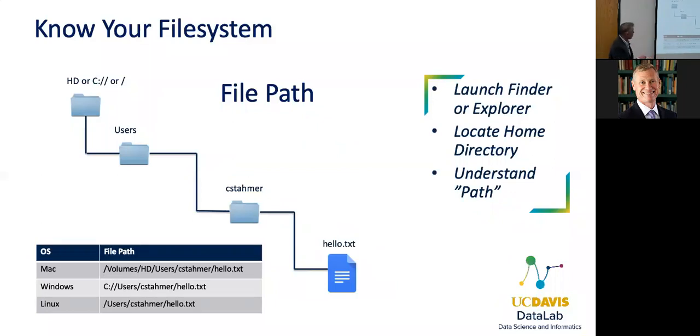So the path from the root of the drive, whatever it is, to users, Stahmer, to a file called hello.txt on a Mac actually looks like /volumes/hd/users/Stahmer/hello.txt. On a Windows, it looks like C://users/Stahmer/hello.txt. And on a Linux or a Unix, it looks like /users or /home/Stahmer/hello.txt. Just the single slash is what starts it, okay?